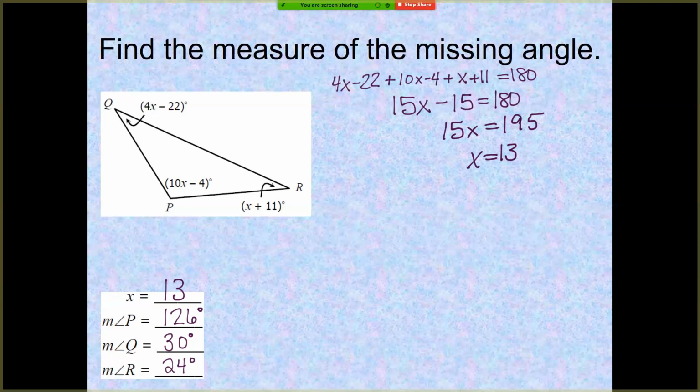And there's a quick way you can check yourselves. If you add all 3 of these values together, they should add up to be 180 degrees. In this case, they do, so we know we've done everything correctly.